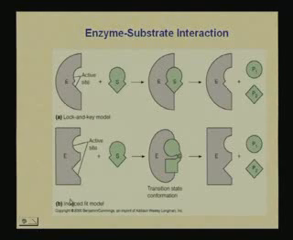If we consider the induced fit model, we have the active site that is actually, these comprise the active site. So the enzyme remains like this if the substrate is absent. Okay? Now, as the substrate approaches the enzyme, what happens?